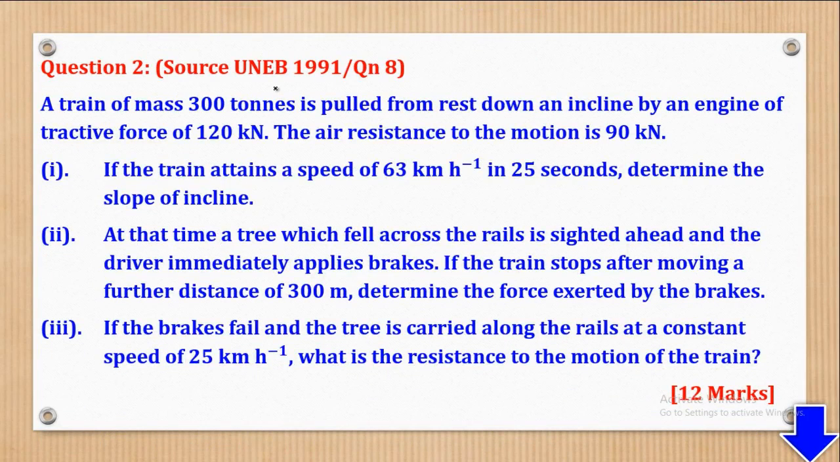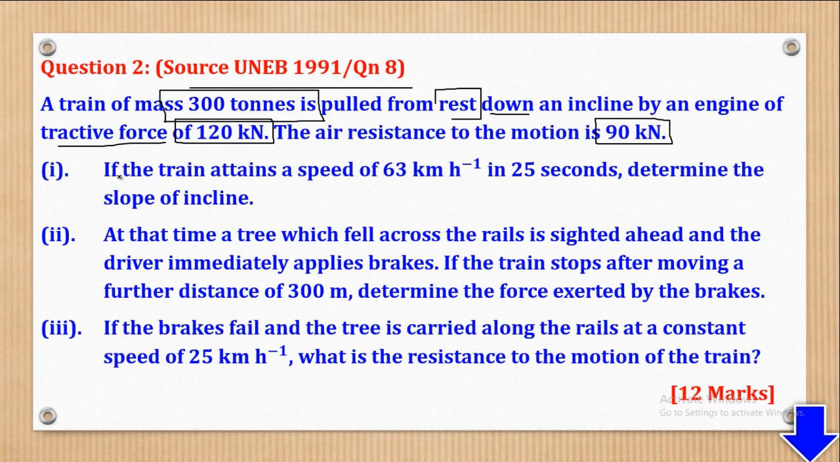Then we shall go to question 2, which came from UNEB 1991, paper 2, question 8, and says, a train of mass 300 tons is pulled from rest down an incline by an engine of tractive force of 120 kilonewtons. Tractive force means pulling force, upward force. The air resistance to the motion is 90 kilonewtons. Roman 1. If the train attains a speed of 63 kilometers per hour in 25 seconds, determine the slope of the incline. So when t is 25, v will be 63 kilometers per hour and u will be 0. Let's start with Roman 1.